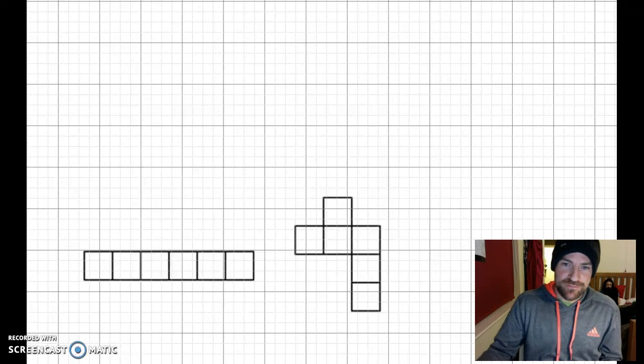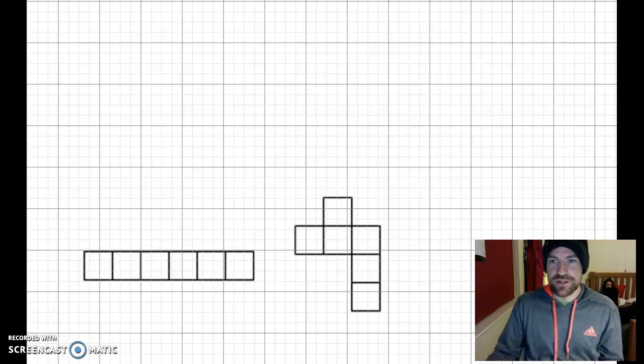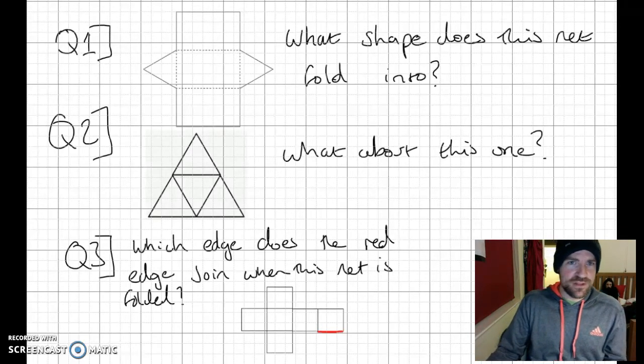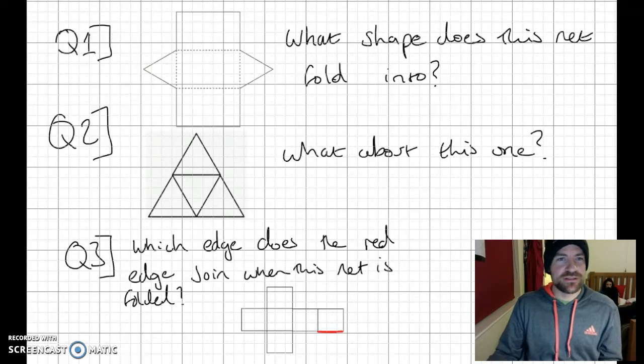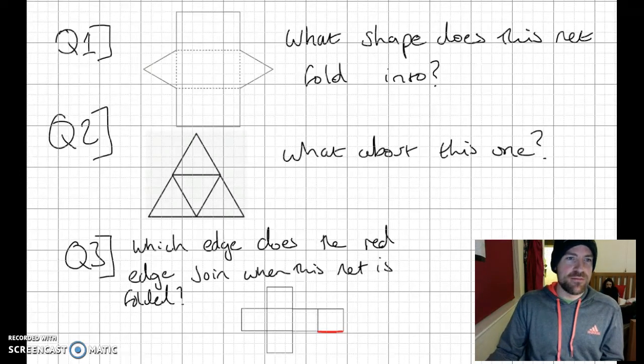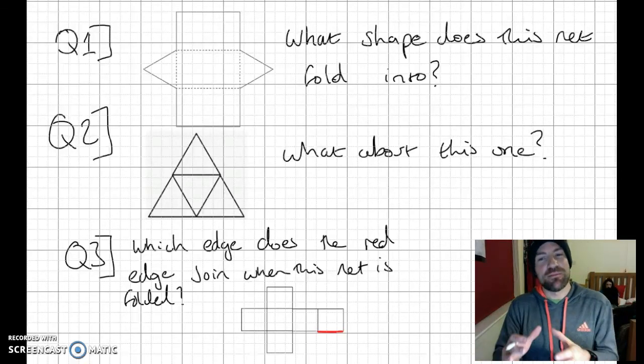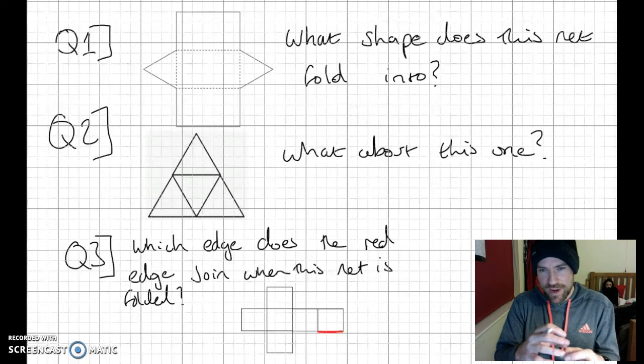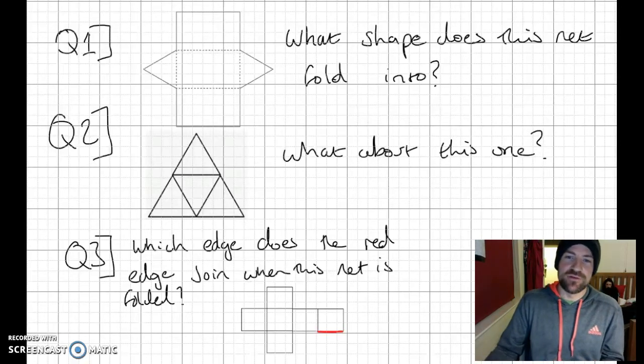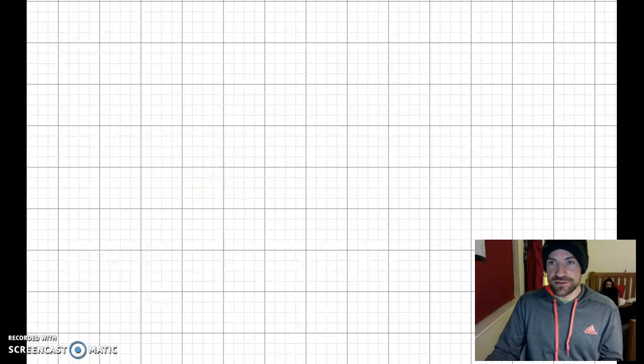Here are your questions. So have a go at these, see how you get on. Number 1, what shape would this net fold into? Question 2, what about this one? Based on some triangles. And then finally, a bit more tricky, which edge does the red edge join to when this net is folded? So you can see a red edge there. Which edge will that map up to? Like the example I gave, try and think about where that'll fit when you've tried to fold it into a cube. So give those a go, because here come your answers.